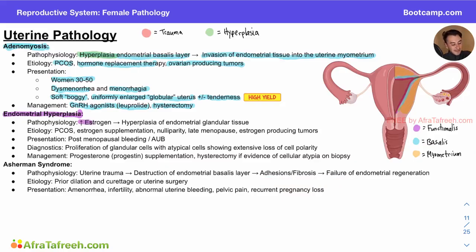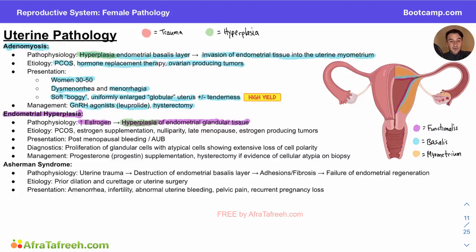So we have increased estrogen, and this is leading to hyperplasia of the endometrial glandular tissue. I want to highlight in green here over our hyperplasia to note that this is an error in hyperplasia here, and that's going to be important. They like to note the difference between too much growth, not enough growth, or trauma, and we're talking about too much growth here. And our etiology is going to be very similar.